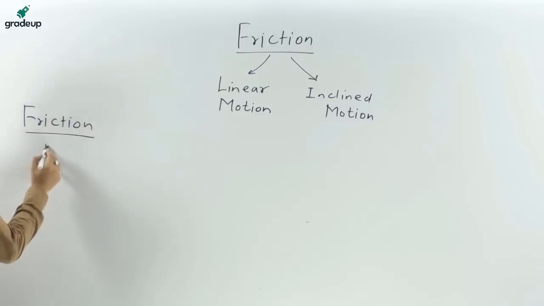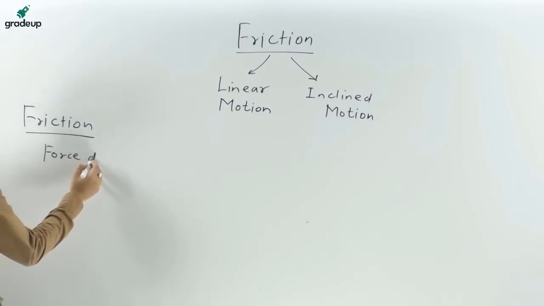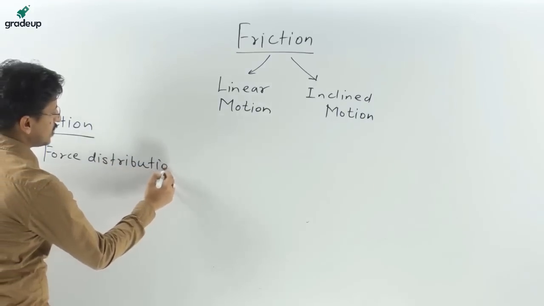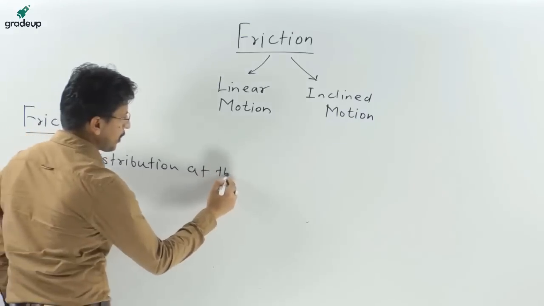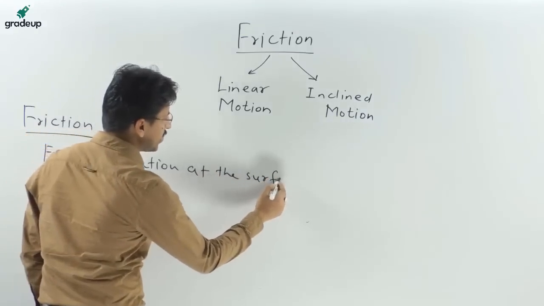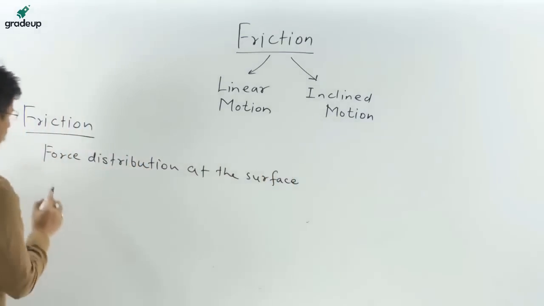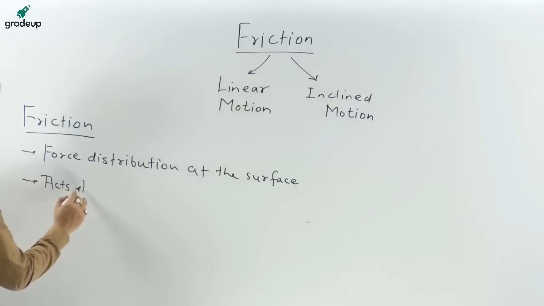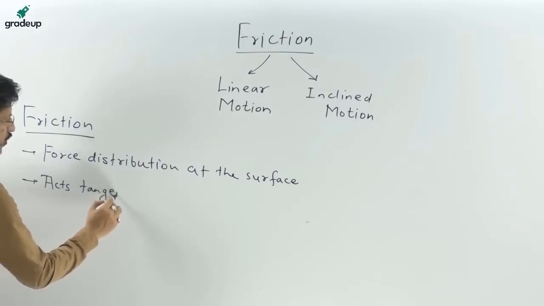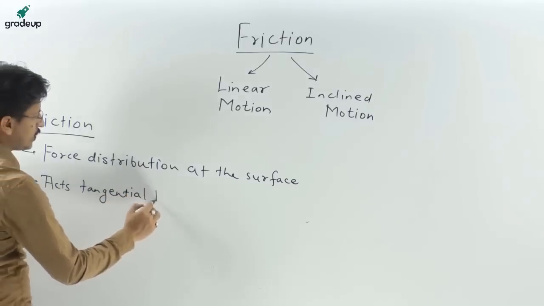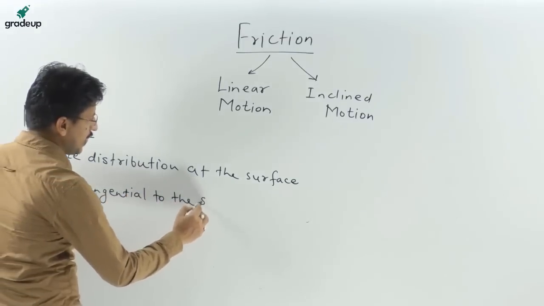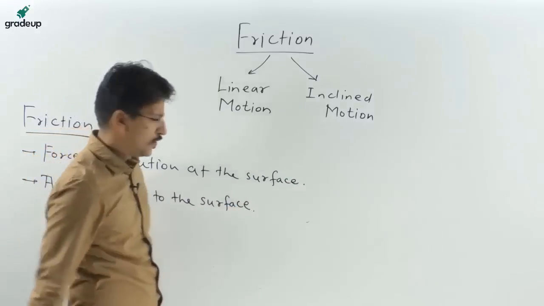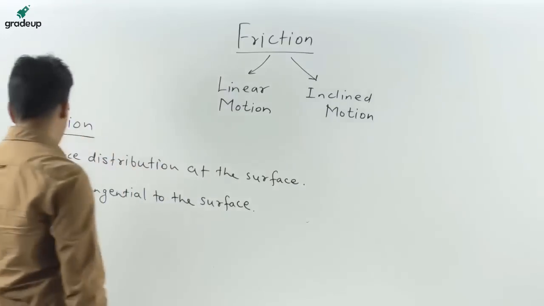Friction is, you can say, a force distribution at the surface, and it acts tangential to the surface. Okay.